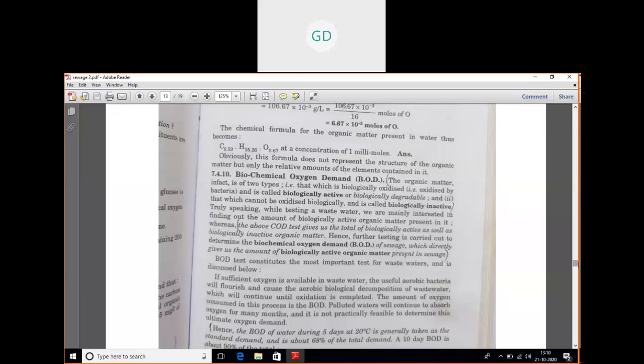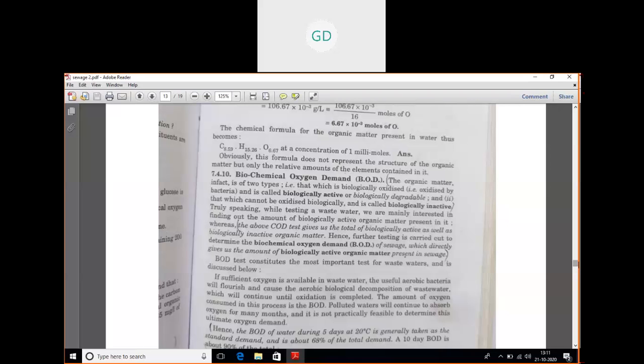Your COD test, that is chemical oxygen demand, gives us the total of both the active and the inactive organic matter. It gives us the biodegradable organic matter, and along with it the amount of non-biodegradable organic matter. So COD gives us both, but BOD is somewhat more specific than COD.